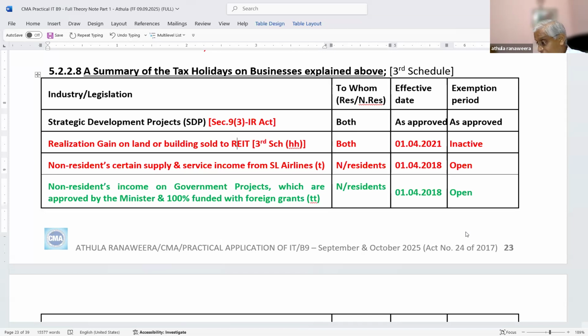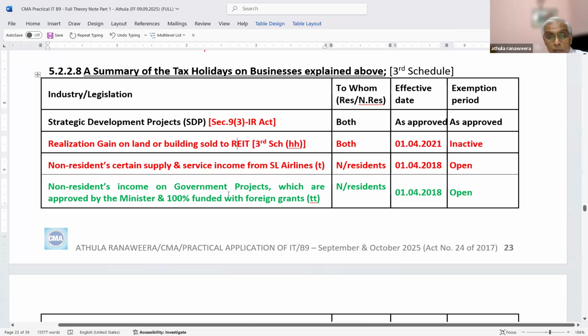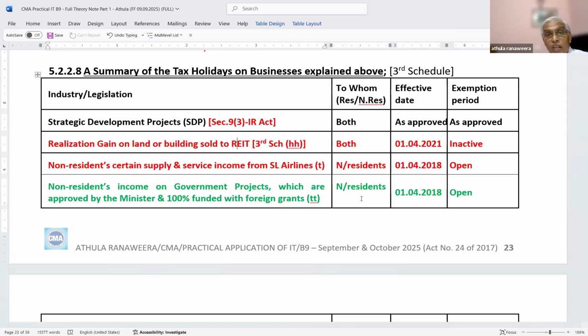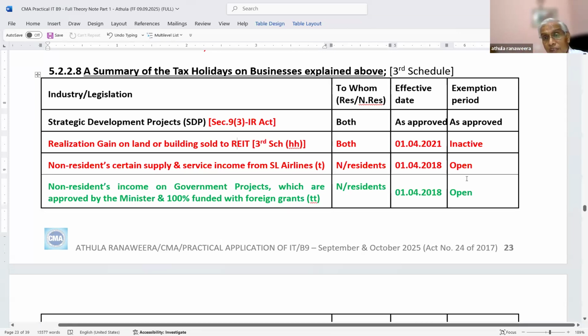As a result, the IMF was totally against this. At last, they changed the tax law to say, if the project is 100% financed with foreign grants and it is a government project, the person who is doing the project is totally exempted from tax in Sri Lanka. Still, it is there.